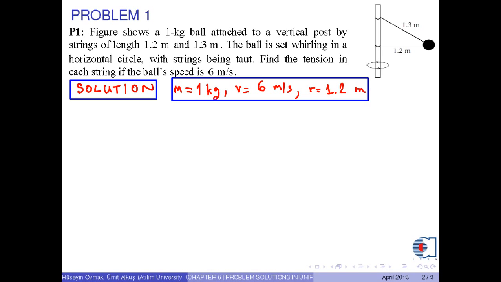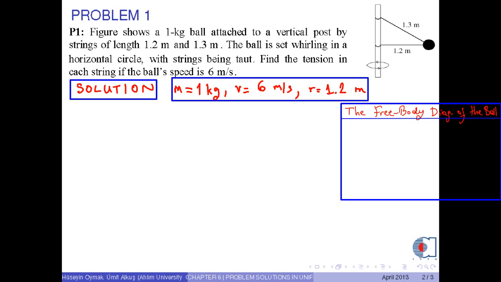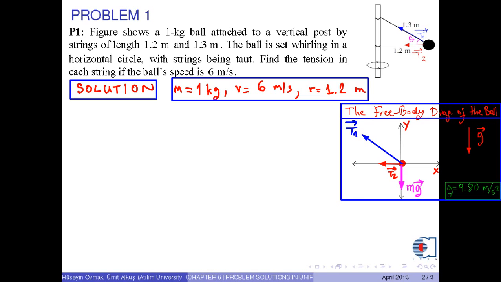As usual, first we draw the free body diagram of the ball. The ball is represented by a point. Next, we insert an xy coordinate system whose origin is at this point. The gravitational force acting on the ball is a downward force which is equal to m times vector g. The tension forces on the ball, say T1 and T2, are drawn like these. And angle theta goes here.